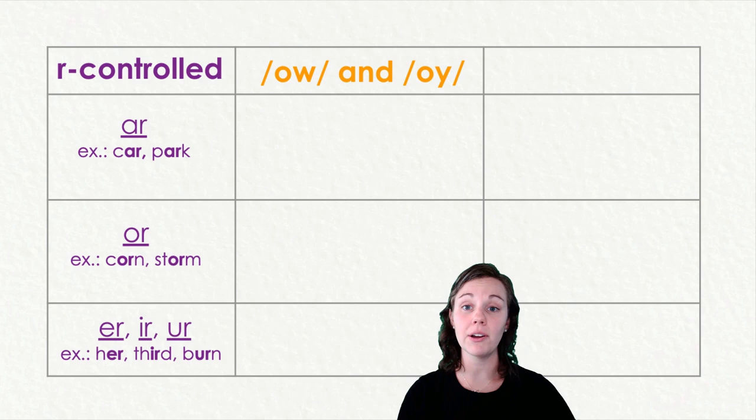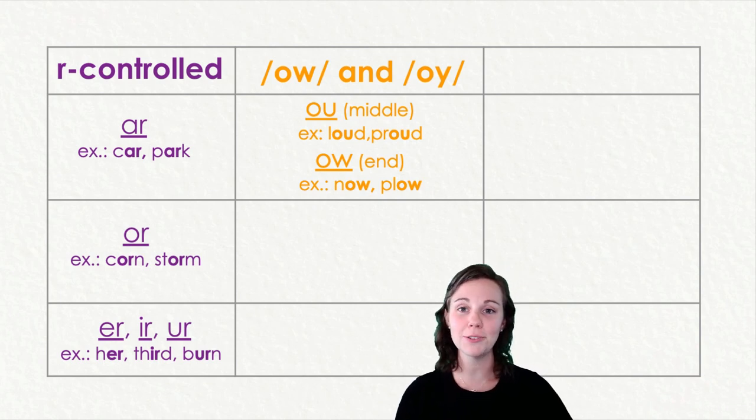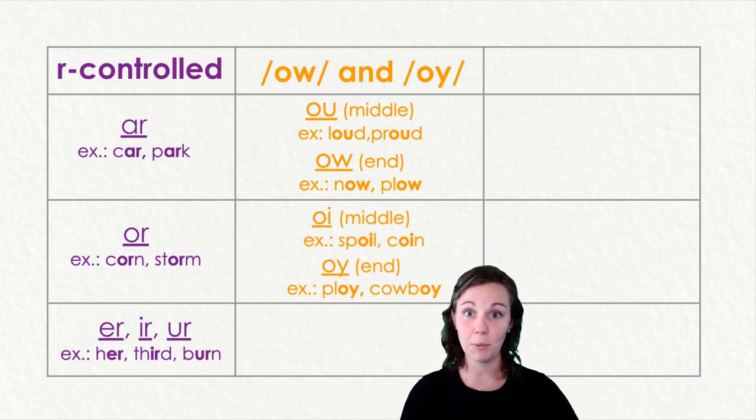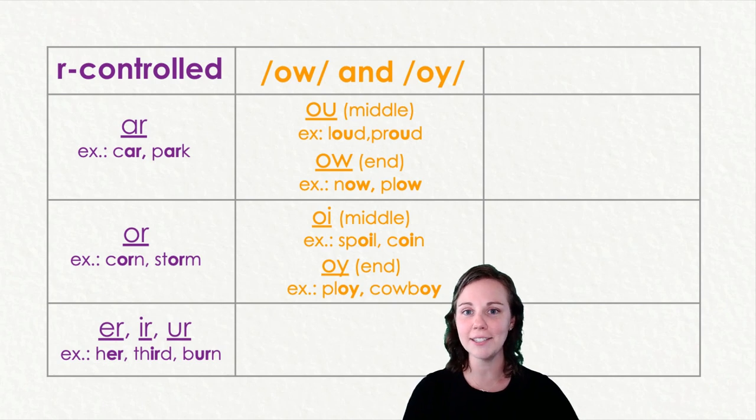Next, we learned about ow and oi, and those were spelled a couple different ways. We saw that OU made the ow sound in the middle of a word, like loud and proud, while OW made the ow sound at the end of a word, like now and plow. Then we learned about the oi sound, where oi made the oi sound in the middle of a word, like spoil and coin, and oy made the oi sound at the end of the word, like ploy or cowboy.